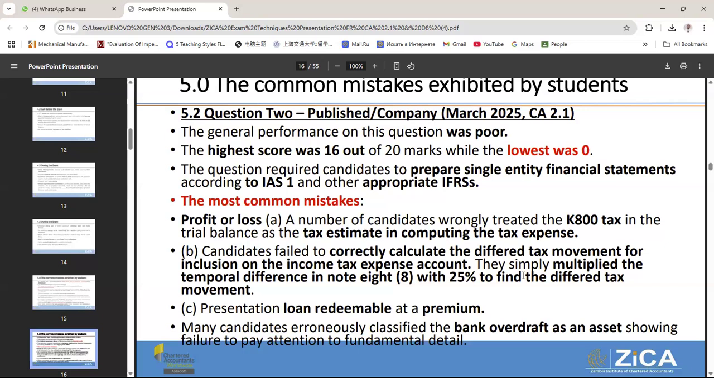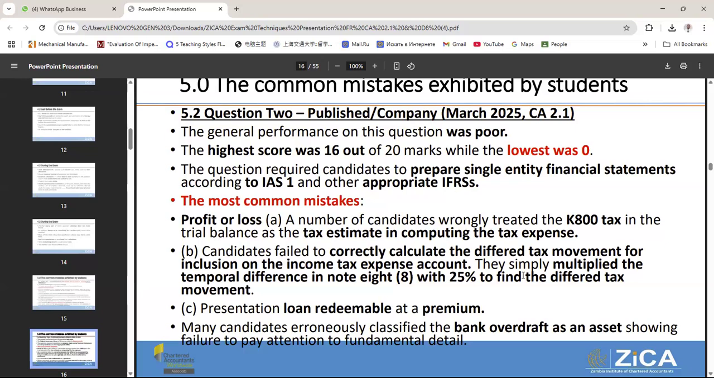If published accounts will come, they will give a trial balance and you will be preparing the financial position. There will be a bank. Many students erroneously classified bank overdraft as an asset. What message am I giving you? If they give a trial balance, there will be a bank. If it will be on the debit side, it's an asset. If it will be on the credit side, it's a liability.